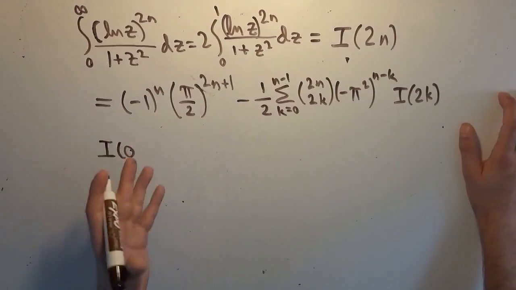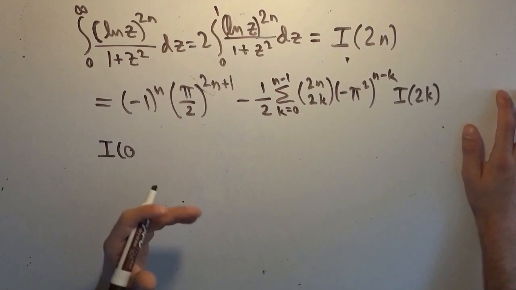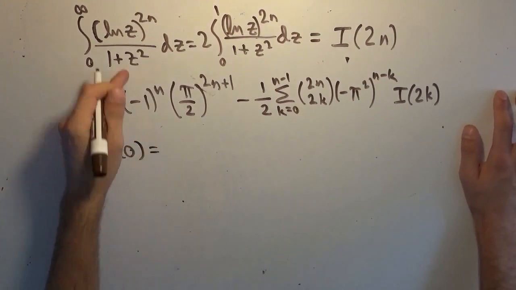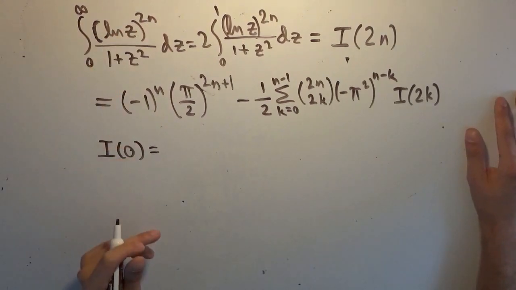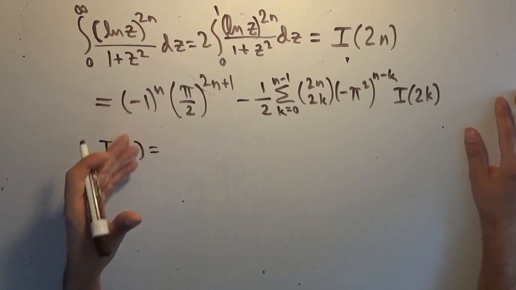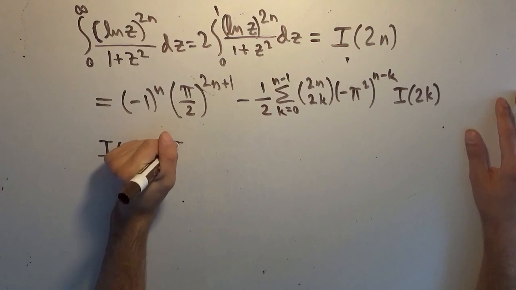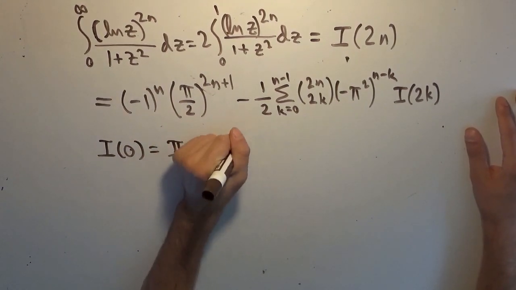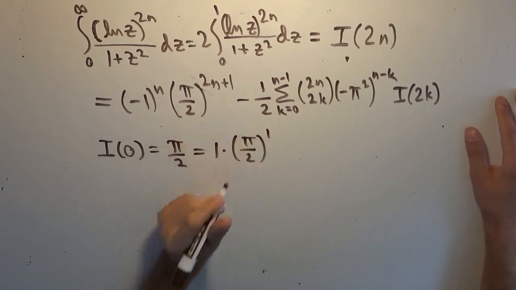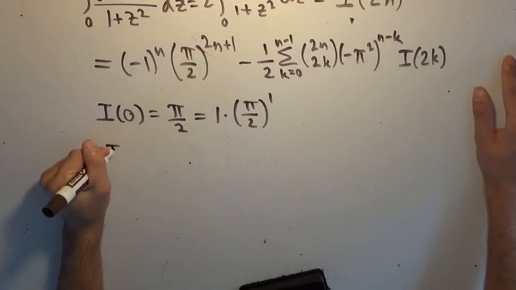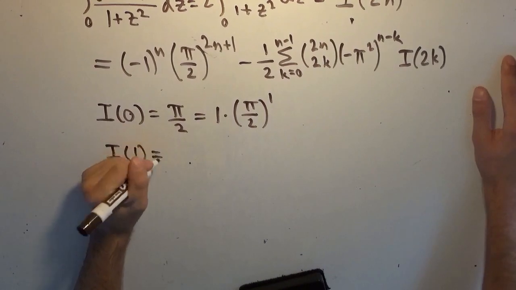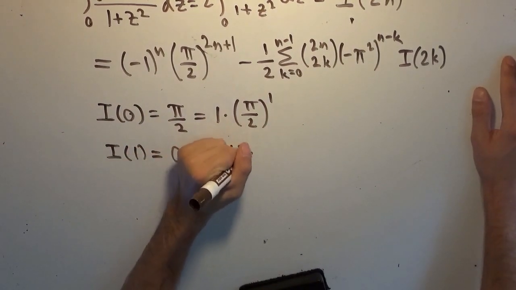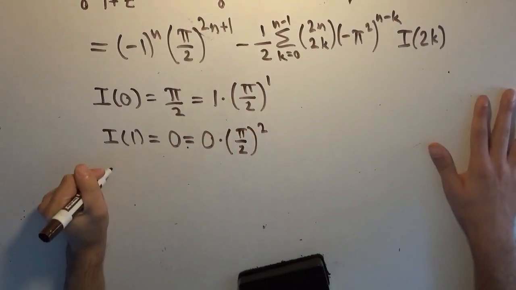I'm just going to show you what you get if you do plug them in. You can totally feel free to plug things in yourself and prove it to yourself. So we know from solving this where n equals 0 and doing the integral and getting arctangent, we end up with pi over 2, which I'm going to write in a strange way as 1 times pi over 2 to the power of 1. And if we plug in 1, we know that we're going to get 0, which is of course equal to 0 times pi over 2 to the power of 2. A little weird, I know, but just go with it.